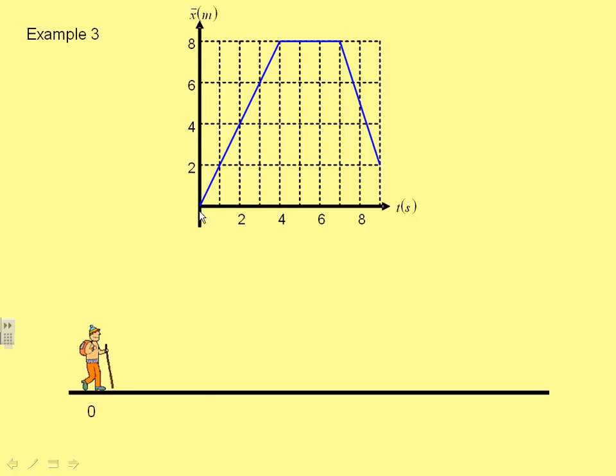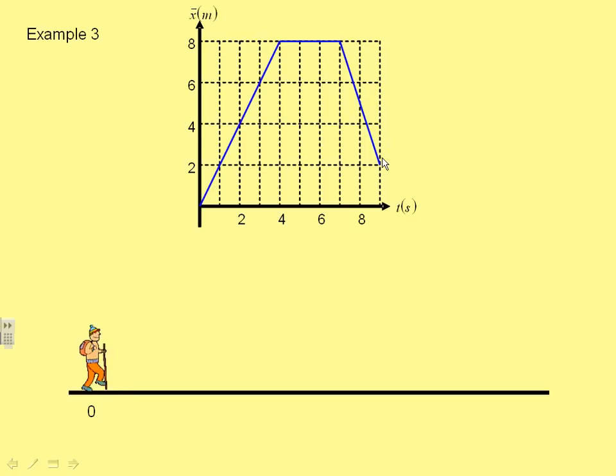Then look at the slope of the second part. For 1, 2, 3 seconds, the slope is 0. And that means the velocity is 0. Notice the position doesn't change. And therefore he's just going to stand still for 3 seconds. Then for the last 1, 2 seconds, he's going backwards. He now has a negative slope, or he's moving to the left.